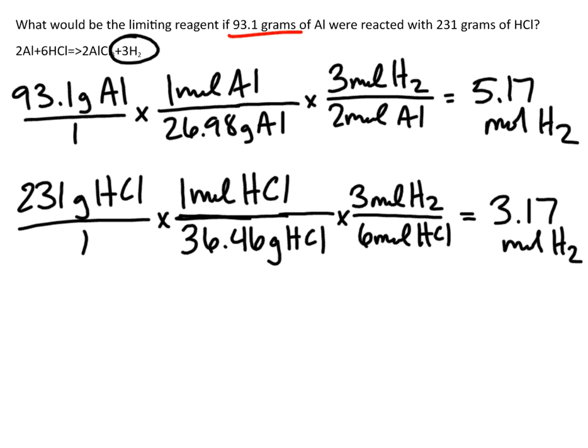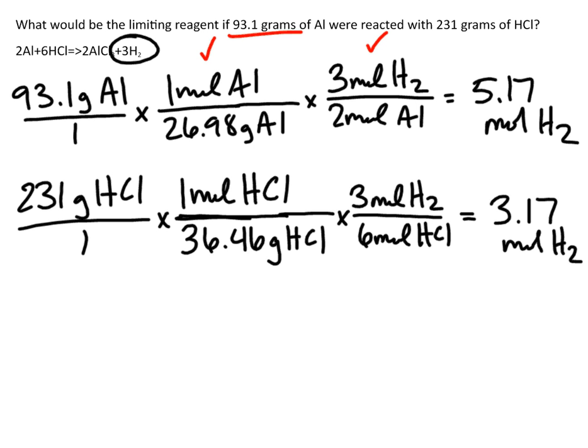So I start off with 93.1 grams of aluminum, and I use molar mass to find out how many moles of aluminum, and then I use the molar ratio. So here's my molar mass, then my molar ratio, based on the stoichiometric amounts in my balanced chemical equation. And then I end up making 5.17 moles of H2, which means 93.1 grams of aluminum can produce 5.17 moles of hydrogen gas.